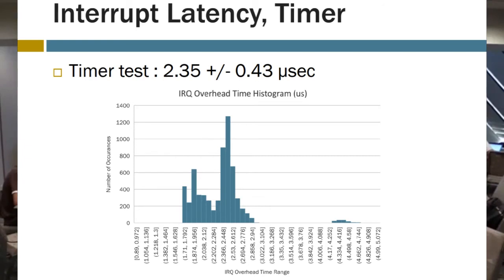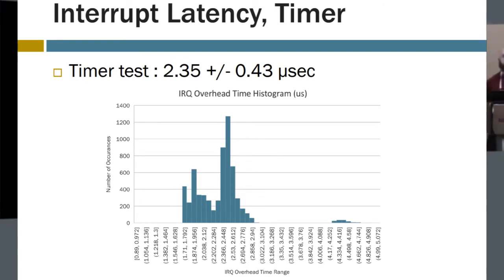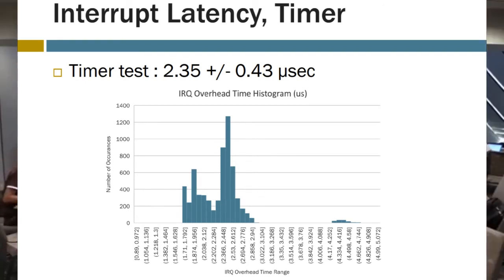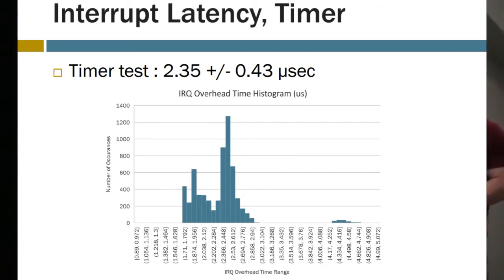On the left-hand side there, we have about 1,300 for the peak, and then this is the cyclic task. What's that? The cyclic task. Yes. This test is generating the interrupts, basically, for us to measure.